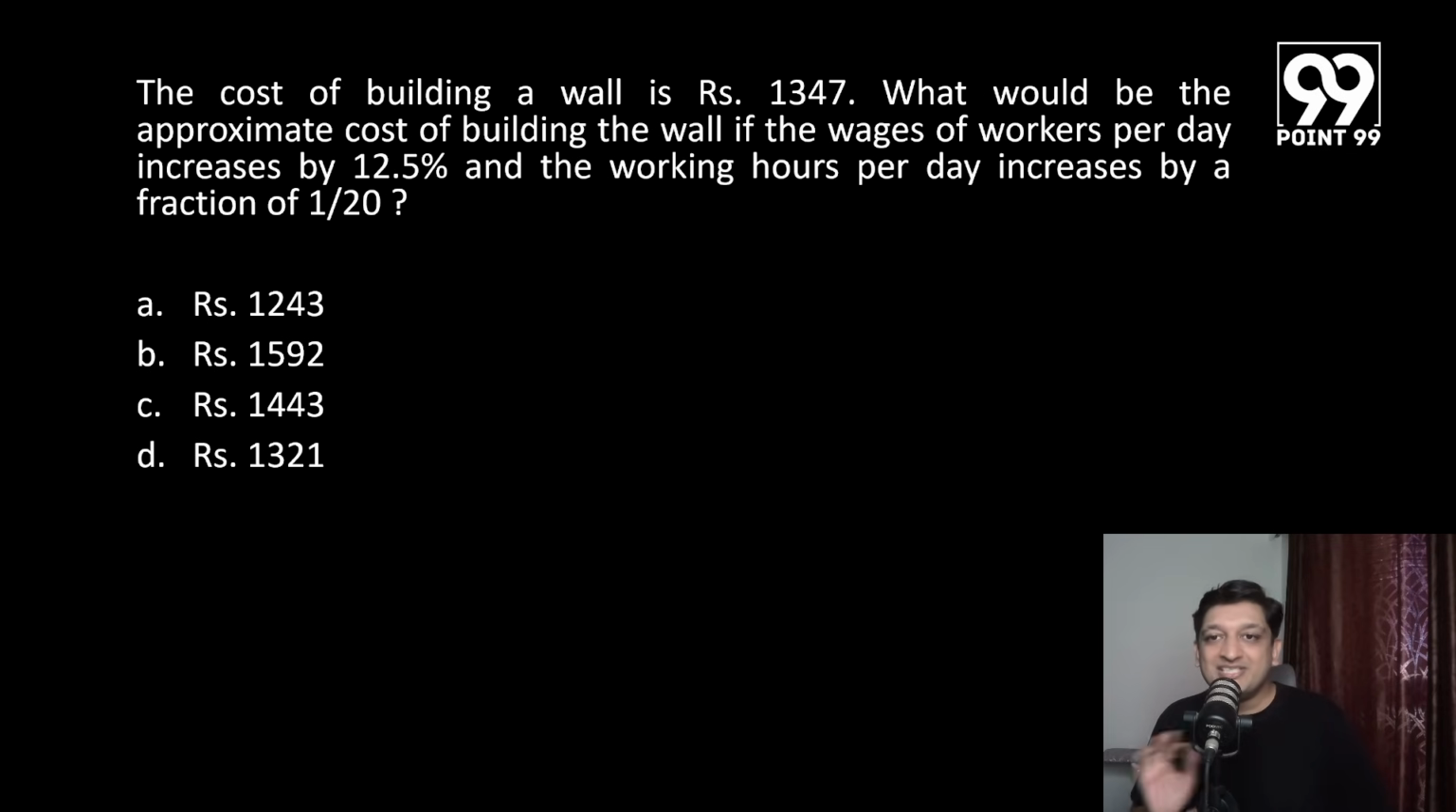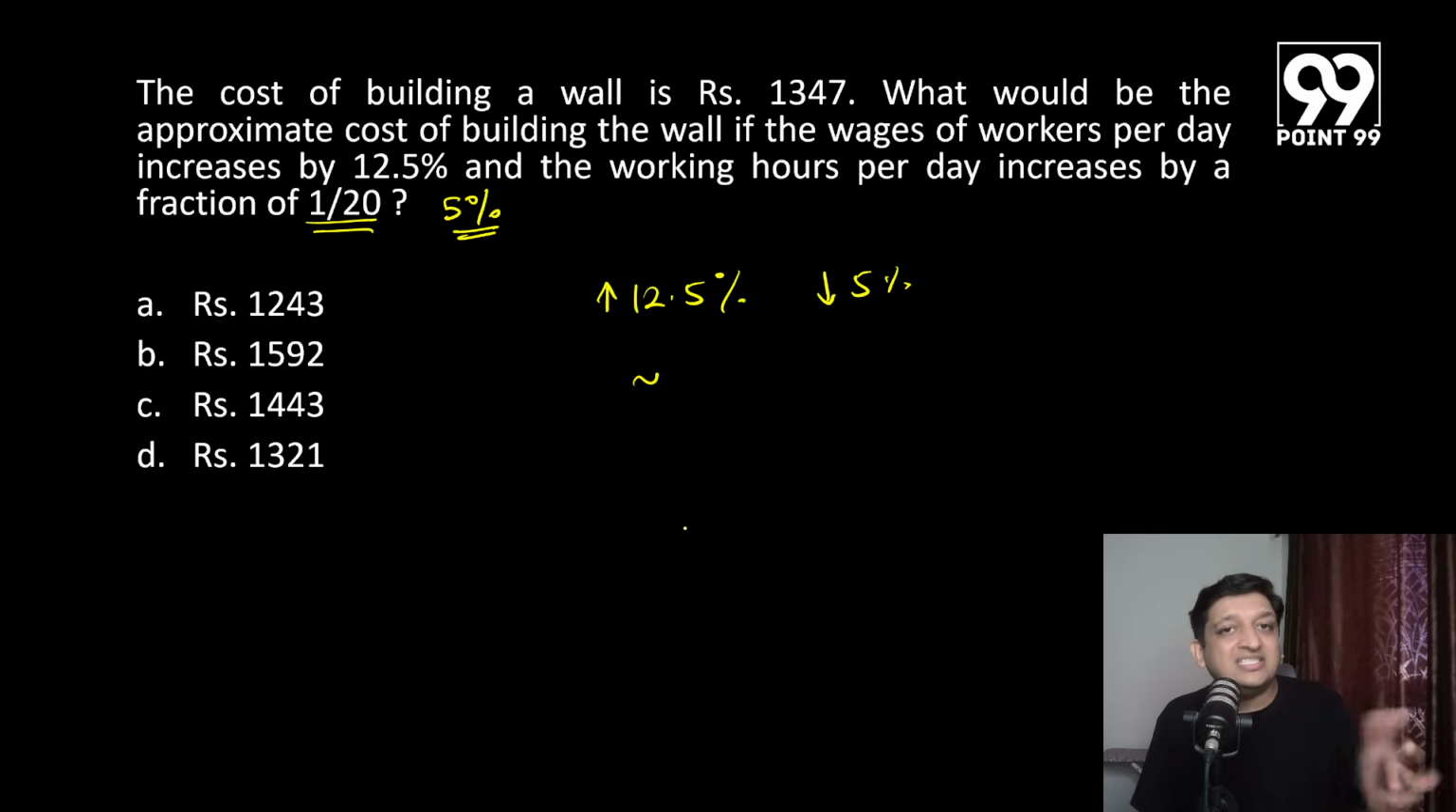Of building the wall, if the wages of workers per day increase by 12.5%, I know that the entire cost is going to increase by 12.5%, and the working hours increase by a fraction of 1 by 20, which is 5%. Now, if the working hours per day increase, then what happens? Who benefits more, the employer or the employee? The employer benefits, right? Because you are working harder every day, so the work will be done in fewer days. So what is happening here? The cost increases by 12.5%, but it also reduces by 5%. So what can I say is the approximate increase in the cost that is happening? Can we say that it will be approximately 7.5%, or approximately 7-ish%.